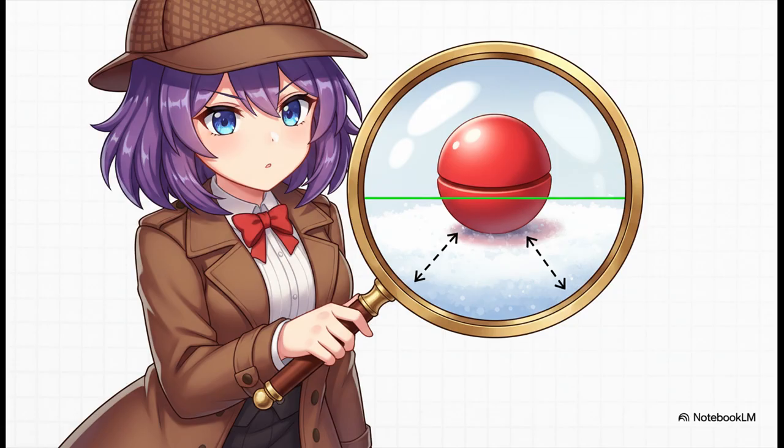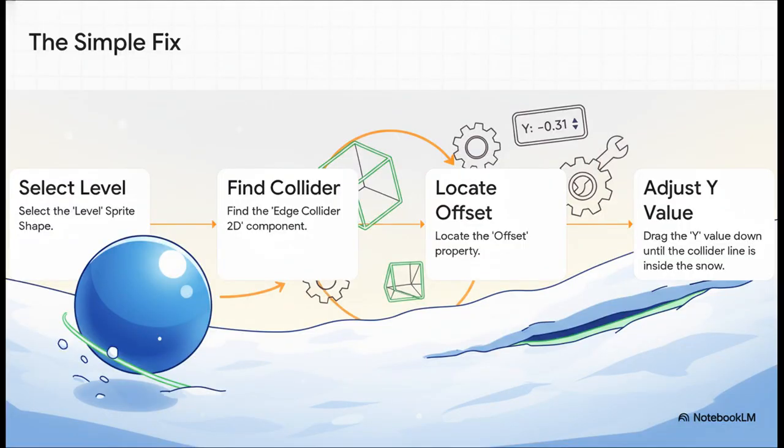So what's happening here? Well, remember that green collider line? It's perfectly aligned to the raw geometry of our sprite shape. But our snow texture, the part we actually see, hangs down just a little bit below that line. So basically, our physics collider and our visuals are just a tiny bit out of sync. Now, this kind of thing can be super frustrating if you don't know where to look, but I promise you the fix is unbelievably simple. Just select your level object one more time, go over to the inspector, and find that Edge Collider 2D component. See that property called Offset? It's got an X and a Y. All we need to do is tweak the Y value. The easiest way is to just click and hold on the letter Y itself and drag your mouse to the left.